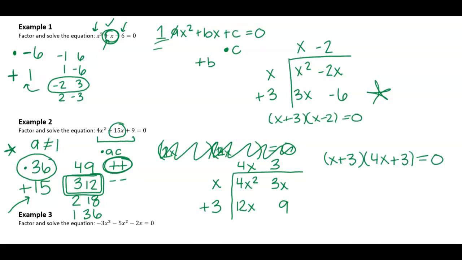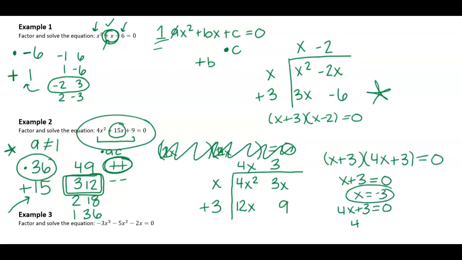And you can always refoil and make sure that you get back to your original answer. By zero product property, I set both of these terms equal to 0, and then solve to find my two solutions.